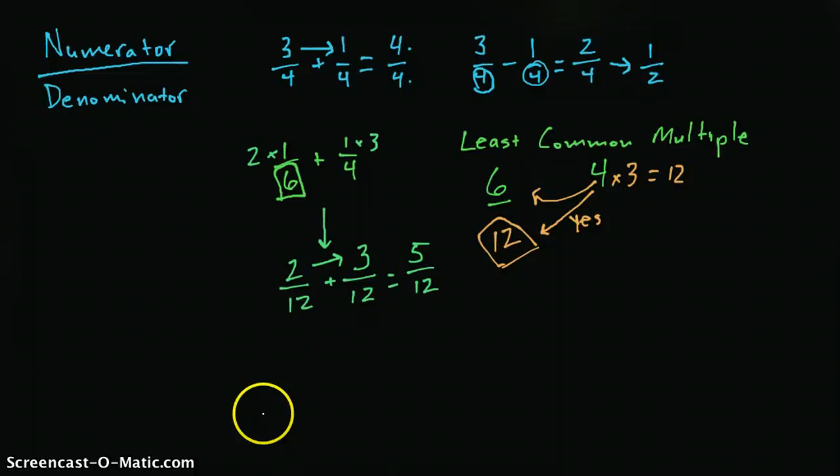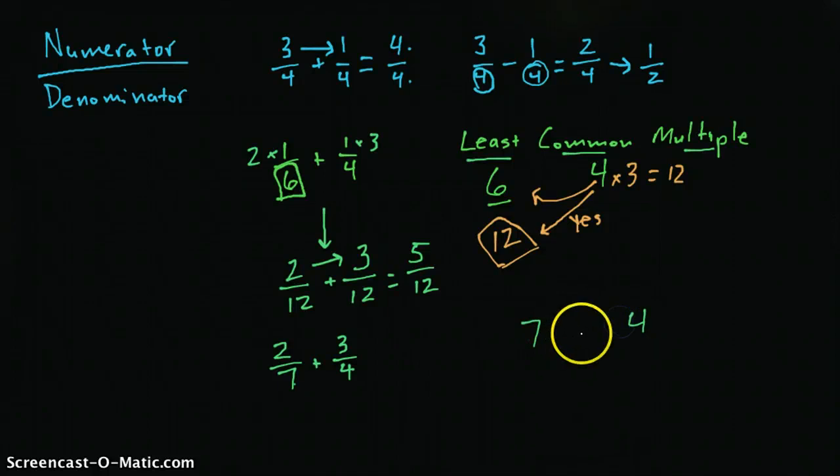Let's try one more. Fraction of 2 over 7 plus 3 over 4. We need to find the least common multiple of 7 and 4. 7 is the higher number, so that's the one we're going to work with. Does 4 fit into 7? No, 4 does not fit into 7. So we need to go to the next level.